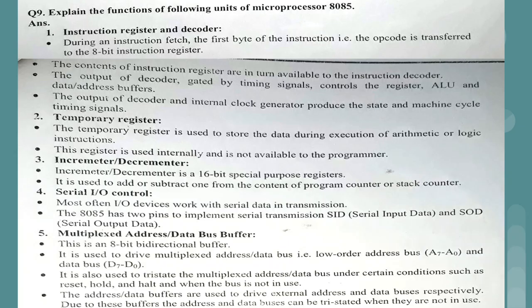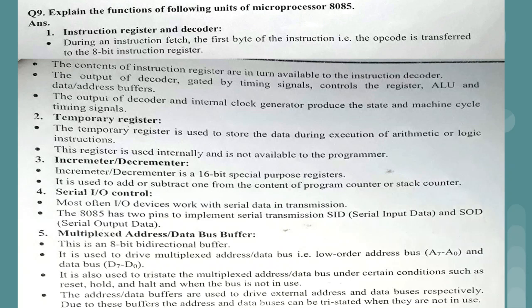Okay, now the next question of today's lecture, that is, explain the function of the following units of microprocessor 8085. As we have seen in one simplified block diagram which I have given you as an assignment, in that diagram we have seen all these components: we have the instruction register, the instruction decoder, then the temporary register. These are actually the units of the microprocessor.